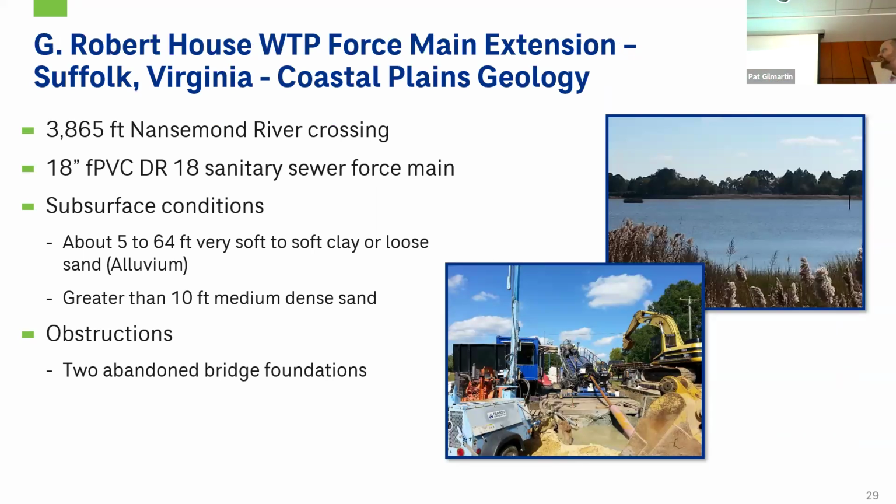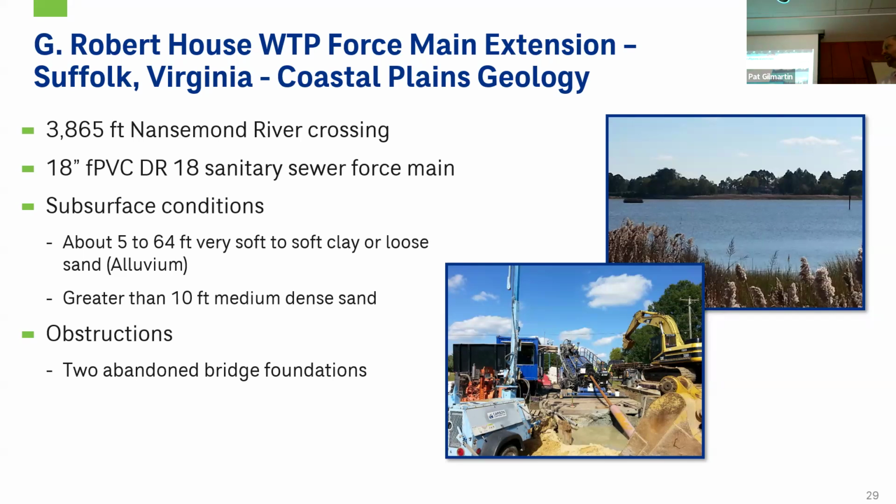So this next project, again, going back to more coastal plains. So this is down in Suffolk, Virginia, right by Virginia Beach and Norfolk. So this one was about a 4,000 foot crossing underneath the Nansemond River, just at the mouth of the river. And so for this one, there were several unique conditions.